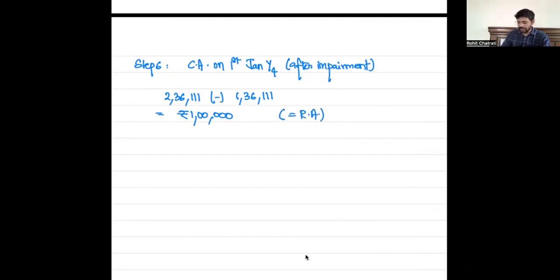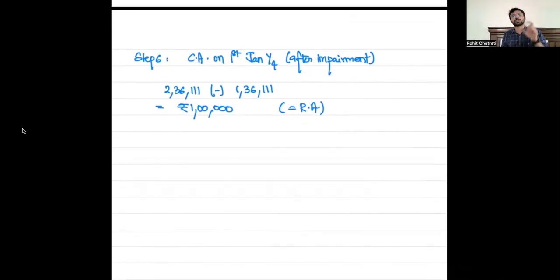So the carrying amount on 1st January year 4 after recognition of impairment is going to be equal to rupees 1 lakh. Now, this 1 lakh is going to be depreciated over its remaining useful life. You cannot continue charging the depreciation based on the previous values because the carrying amount of the asset has now undergone a change. The depreciation that you calculated based on the previous values is no longer relevant. Because the carrying amount has changed, you're going to calculate a revised depreciation based on the remaining useful life.